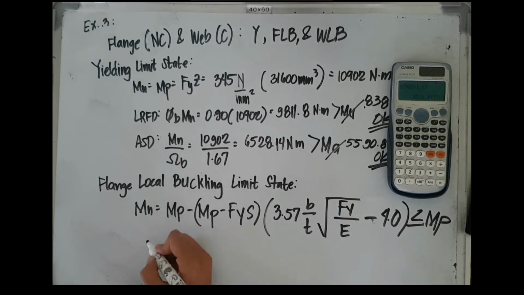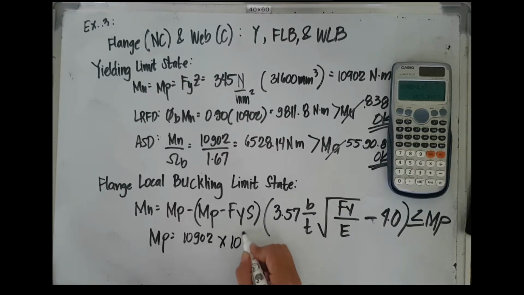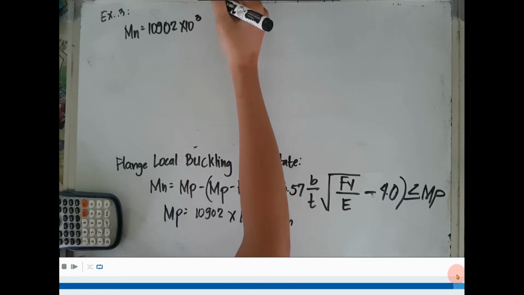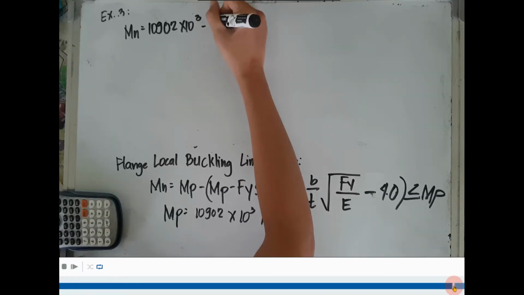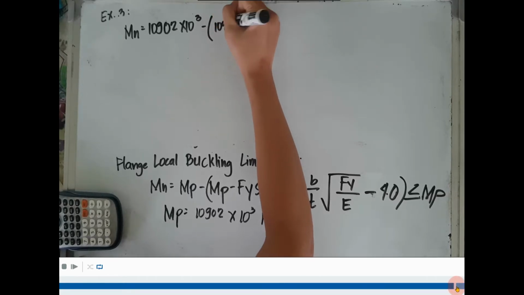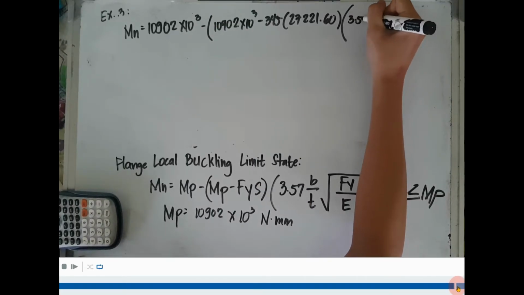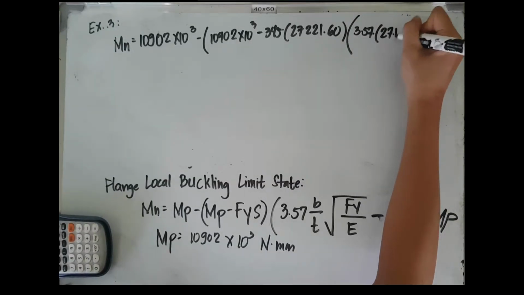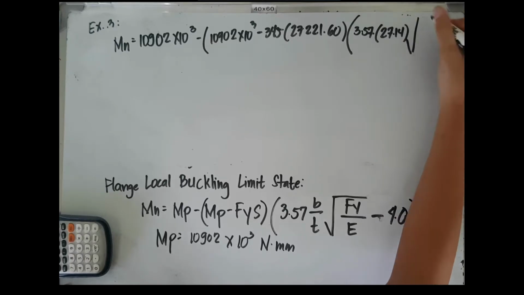So our plastic moment is equal to our nominal flexural strength under yielding limit state, which is 10,902 times 10 raised to 3 Newton millimeter. And substituting the remaining values, so our b over t, or our width thickness ratio, is equal to 27.14. I just adapted what we had solved earlier.